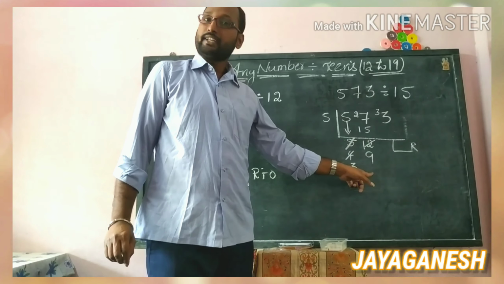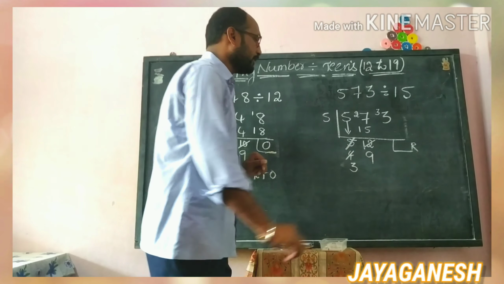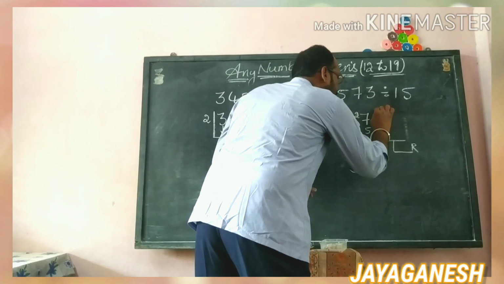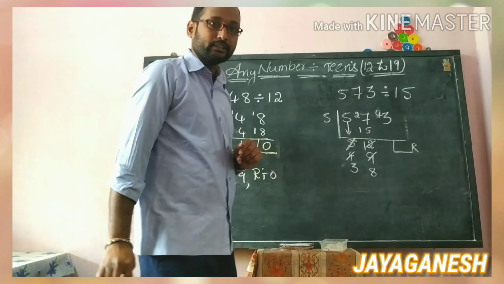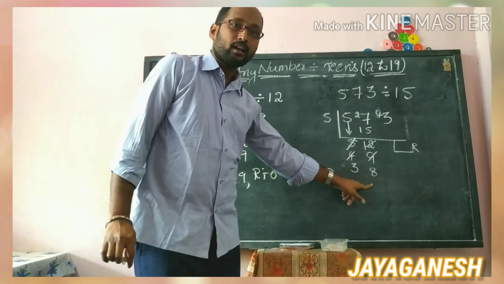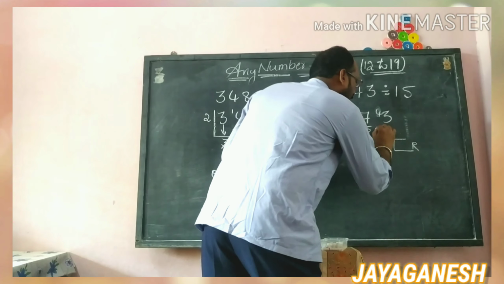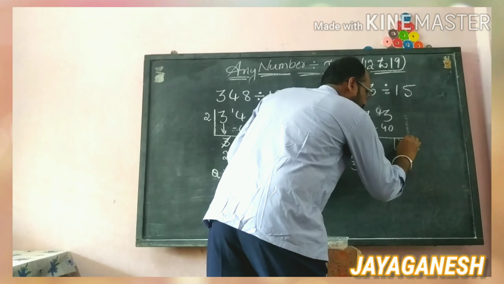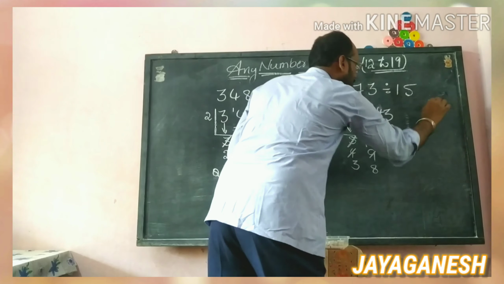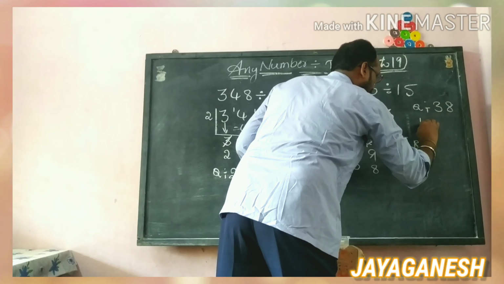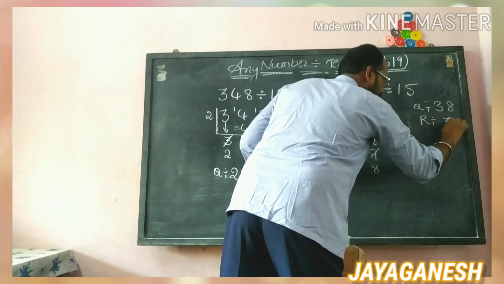5 9s are 45. Still it is not possible. The 9 decreases and becomes 8, and it will be 4. Now it will be 43. Then 5 8s are 40. Is it possible? Right, it is possible. Now do minus 40. Then the remainder is 3. My quotient is 38 and remainder is 3.